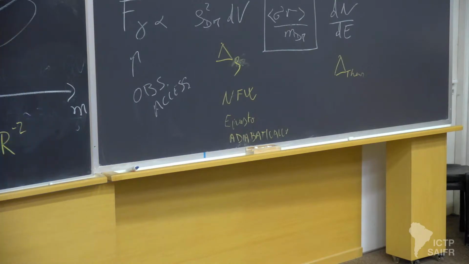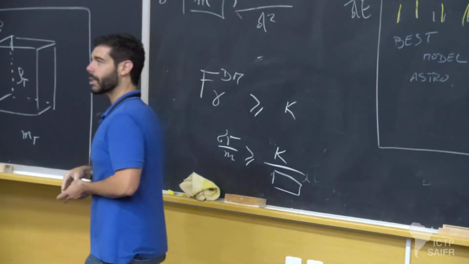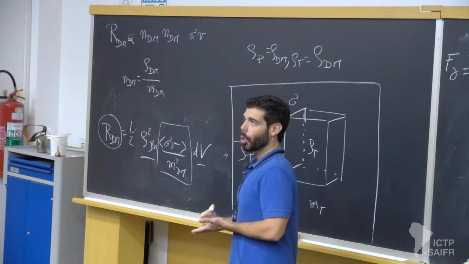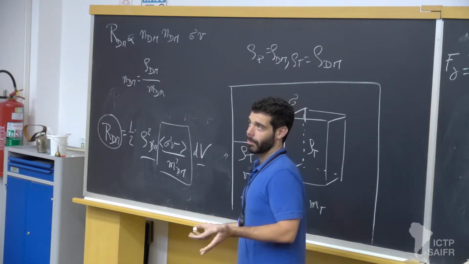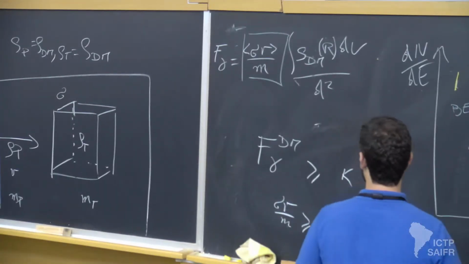Now, one way to reduce the problems with the fact that you have a flux from other objects that confuses you is to look into objects where there are no other sources, right? So let me recap a little bit because I'm going a little bit tangent.